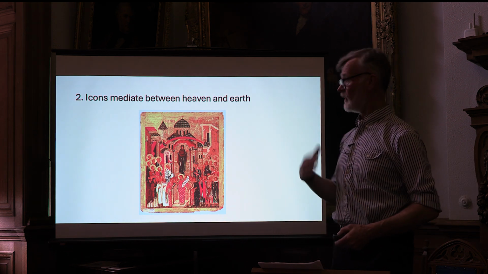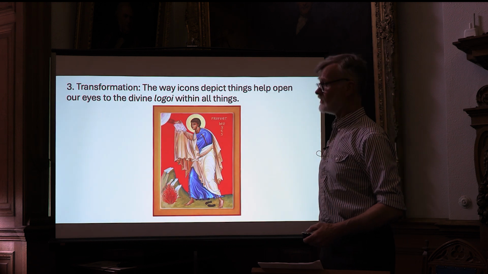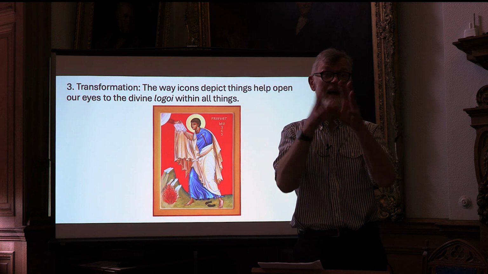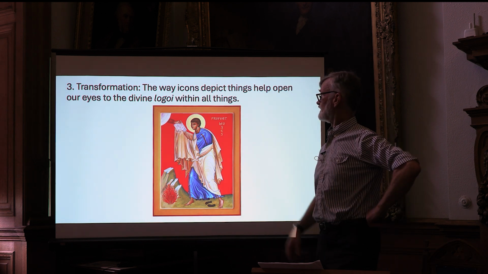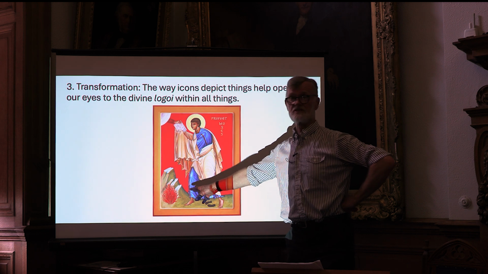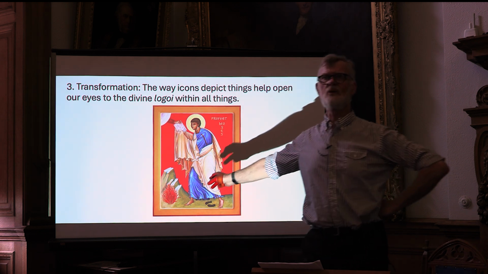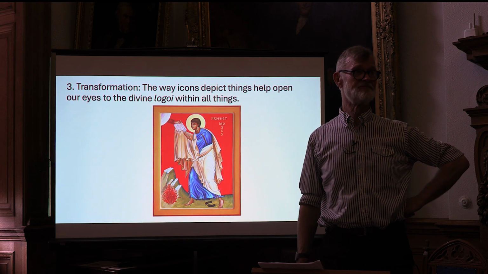So the icon works. It has a liturgical function. It mediates. And it transforms. It transforms the way we see. And this is primarily to do with the way icons are painted. So here we have a painting I've done of Moses. And he sees the bush that's burning without being consumed. Tell me, why do you think it's important that the bush wasn't consumed? What does that tell you about the nature of the fire?